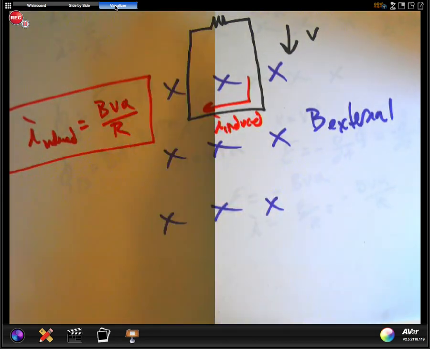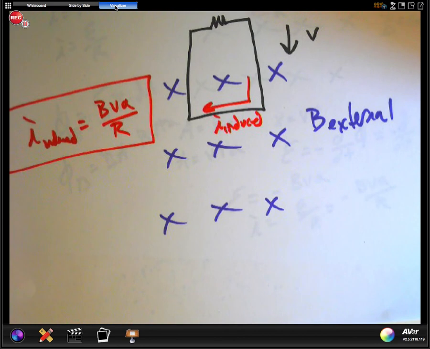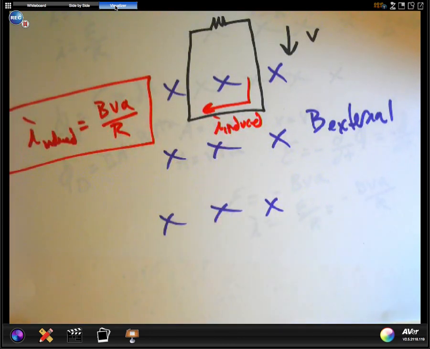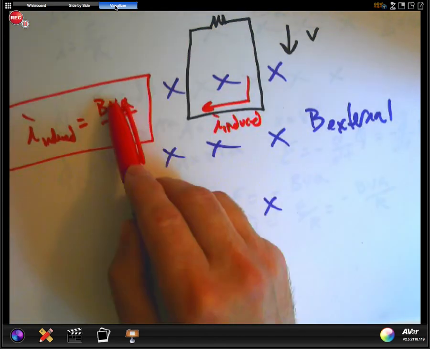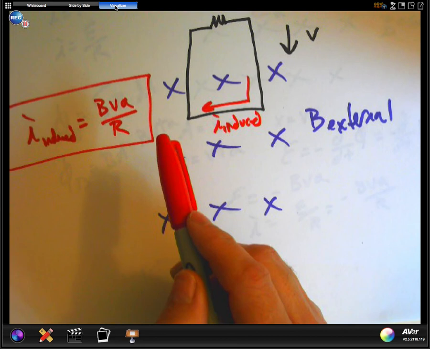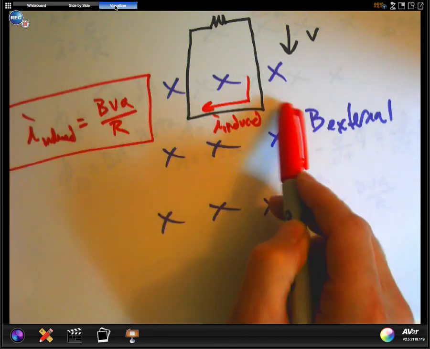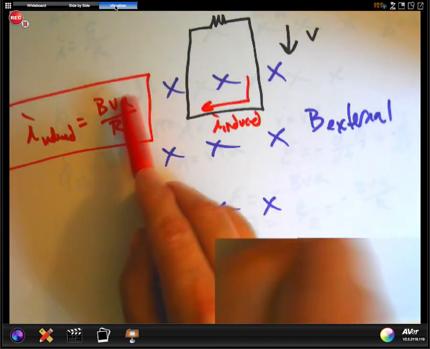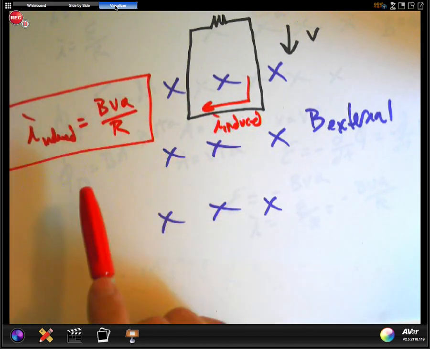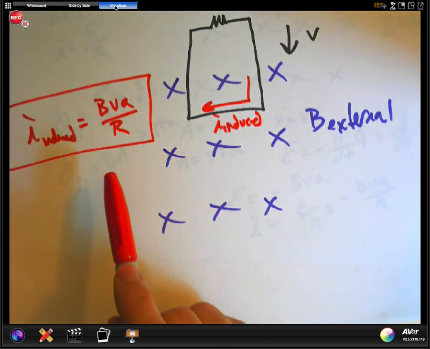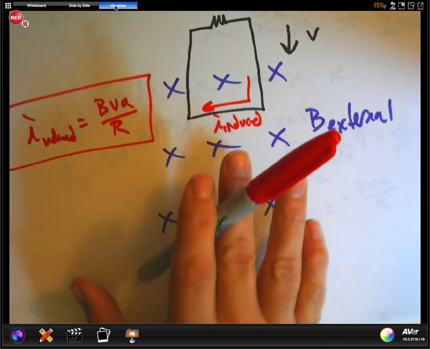So if we take this loop and we shove it down in that direction, we're going to get a magnetic field strength that's equal to that much. So if I shove it down faster, V gets up, we get more current. If I make this A quantity, so the area of the loop bigger, so this distance, make that bigger, I get a more induced current. If I strengthen the magnetic field, I get more induced current. And that's all experiments that we did last year.